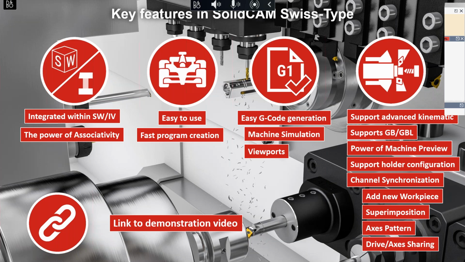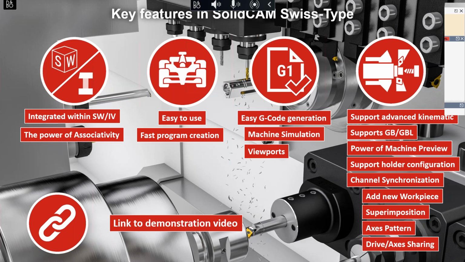The second is easy to use. A very important thing in Swiss type machining especially is that the software is easy to use and has fast, proven program creation. I'll talk about that in the next slide. And the third one is easy G-code generation. So we want to be as easy as possible. We want to verify the toolpath within machine simulation, for which we have the viewports. I'll talk about that also later.